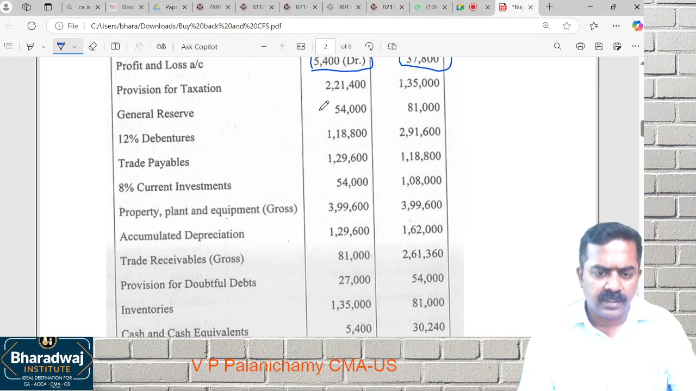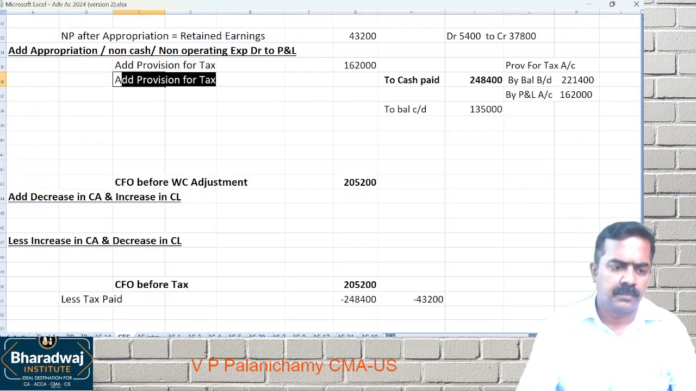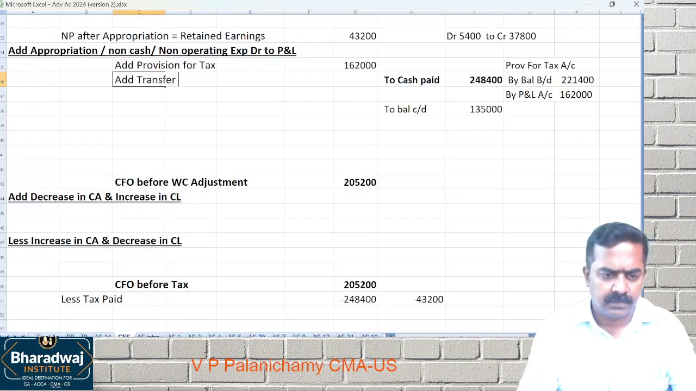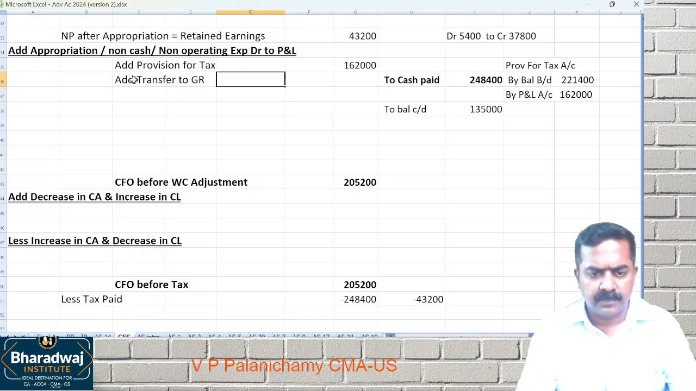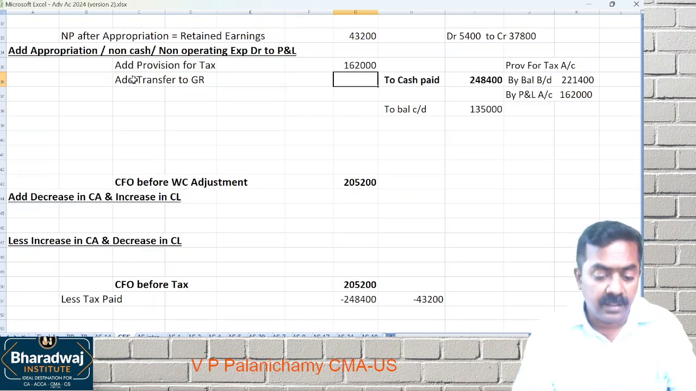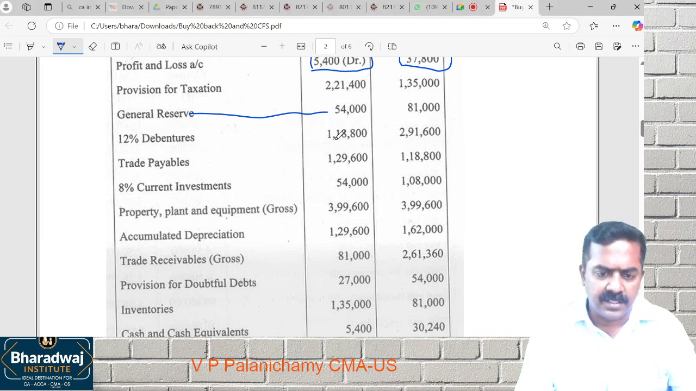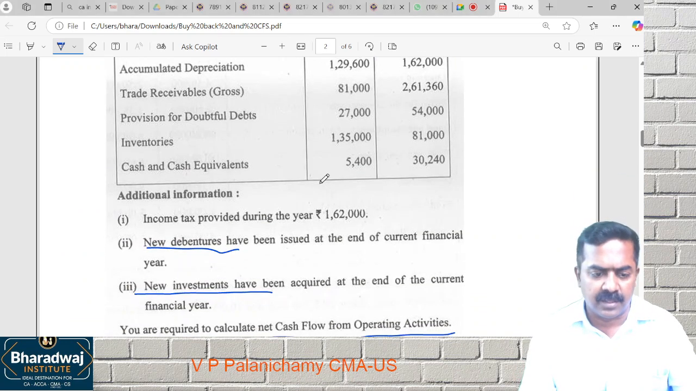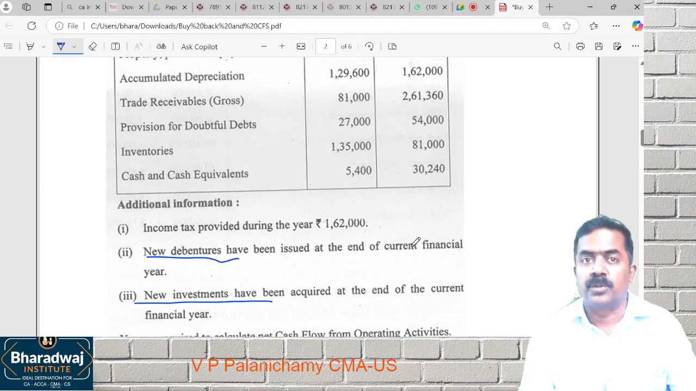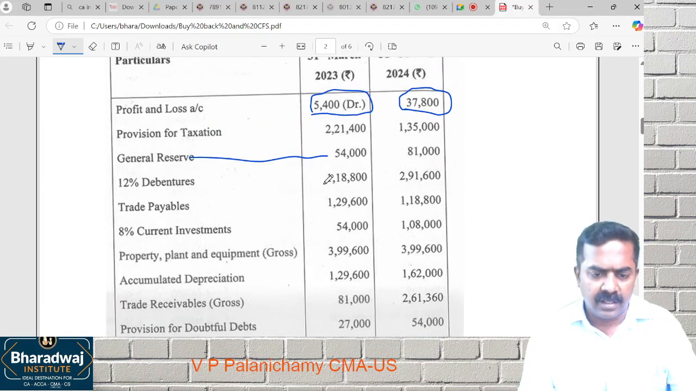Then general reserve has increased, which means we have transferred. How much? 27,000. Then debentures, there is a fresh issue of debenture, but it is given in the question. New debentures have been issued at the end of the year, but we have to provide interest for what? Opening balance.